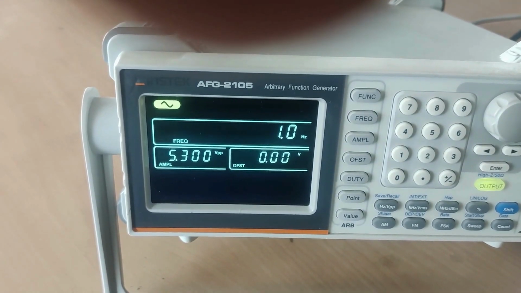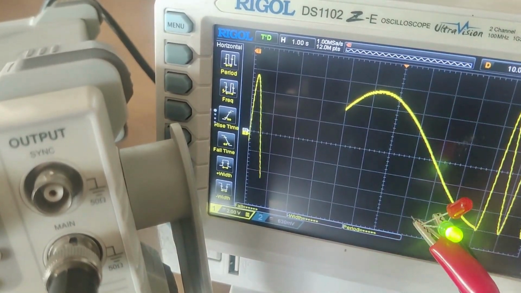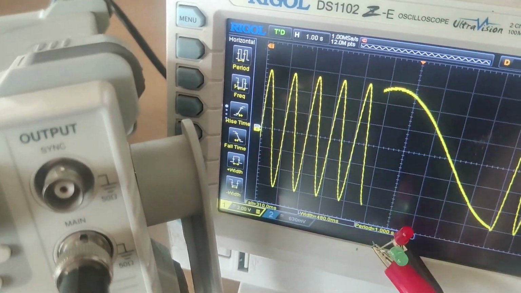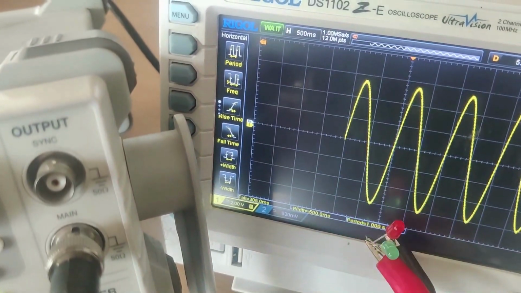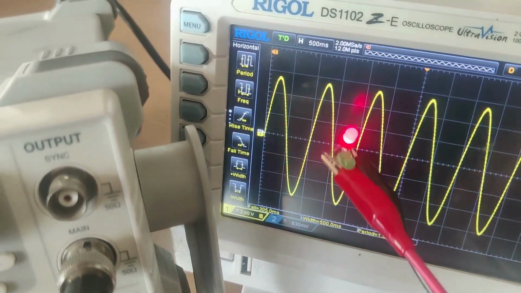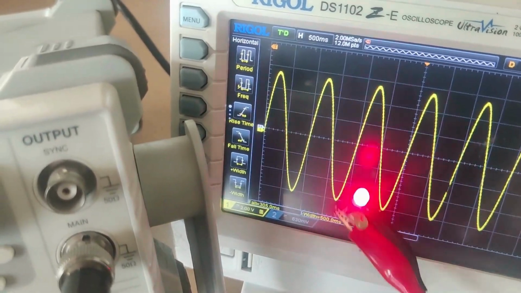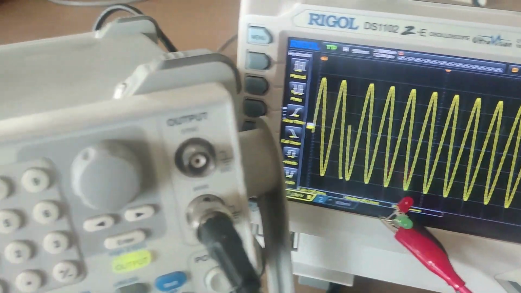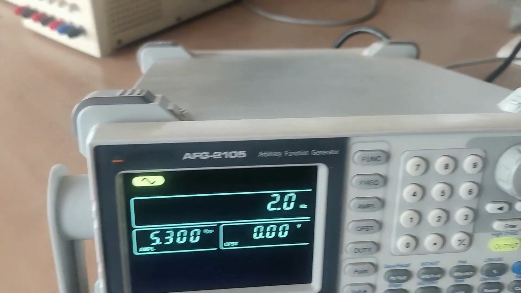Now similarly, if we give 1 Hz, that means in 1 second, one cycle gets completed. You can observe at the positive peak of the wave, the red LED glows, similarly at the negative peak, the green LED glows, and at zero crossing, no LED glows. This slower oscillation means that each electron travels a bit further in one direction before reversing.